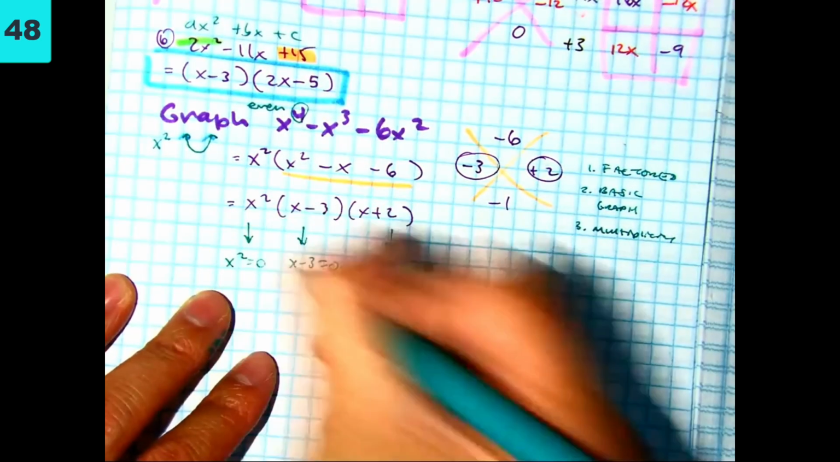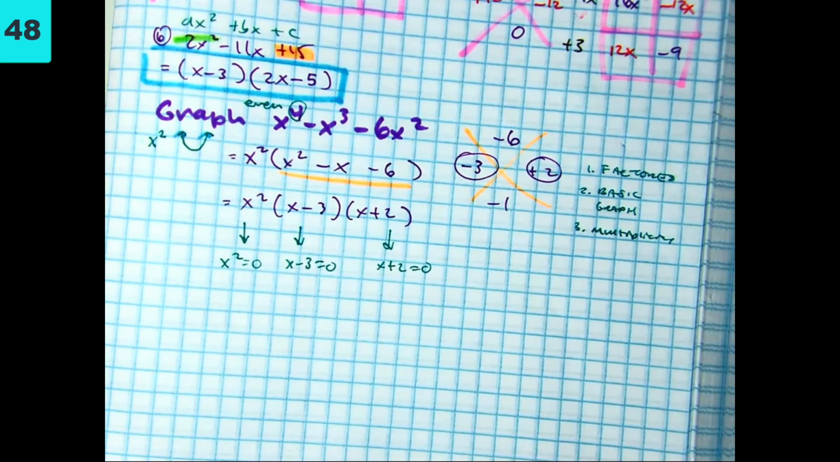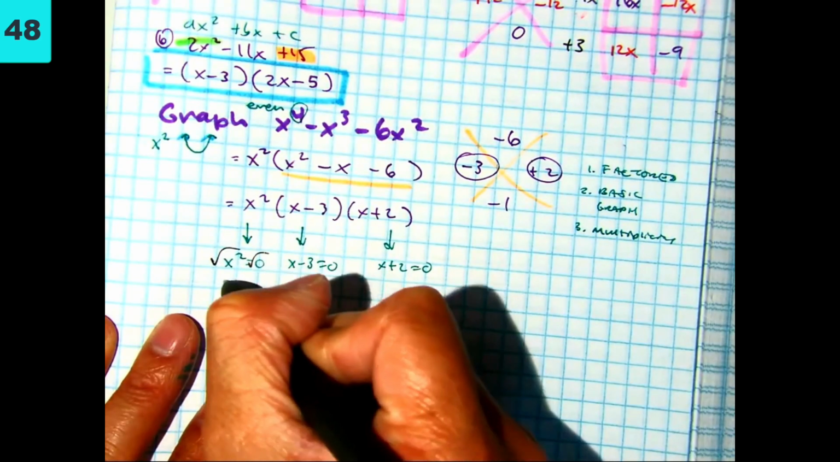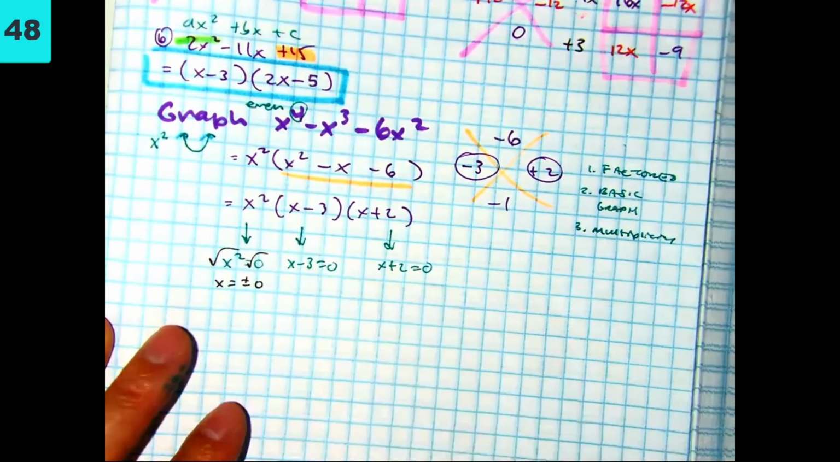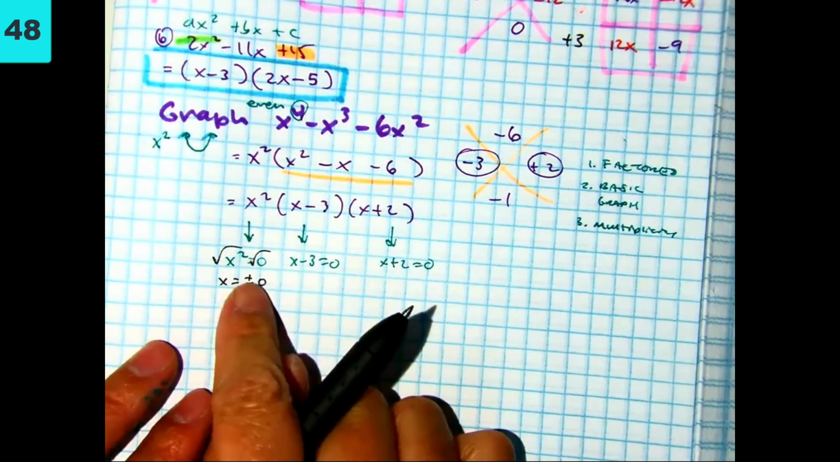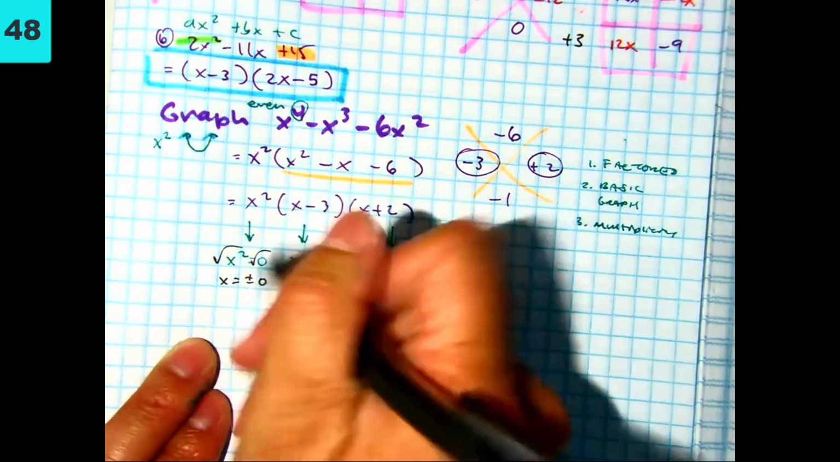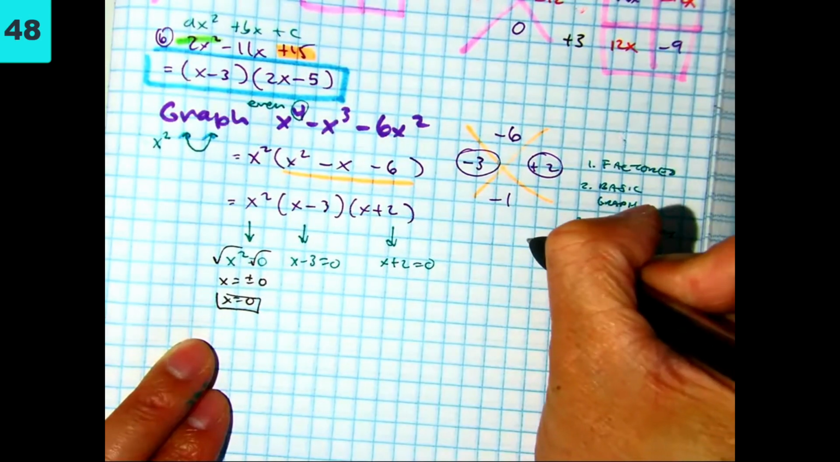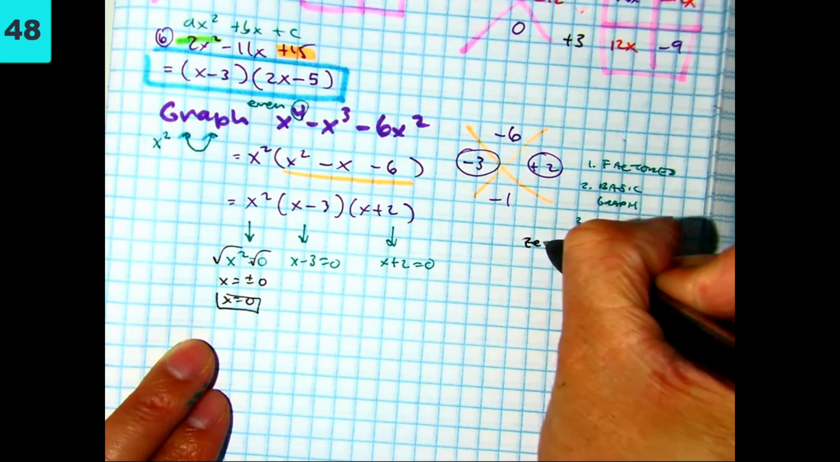So 0 there. If I solve this one, I get the square root of 0, x equals plus or minus 0. Class, can 0 be both positive and negative? No, so just x equals 0. So our 0 is x equals 0.